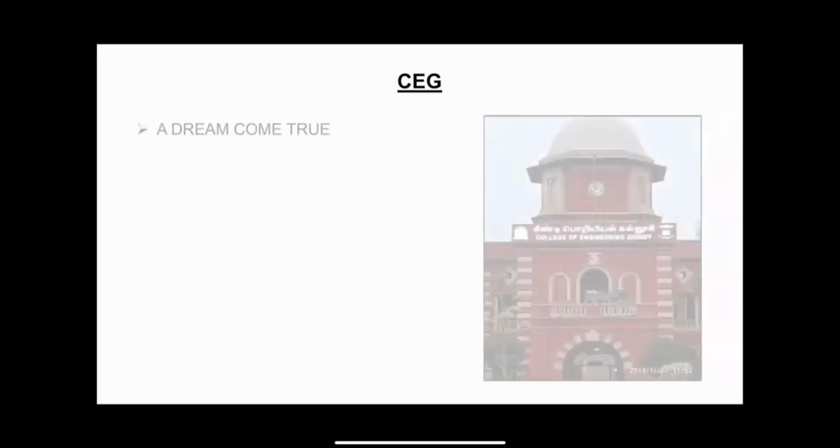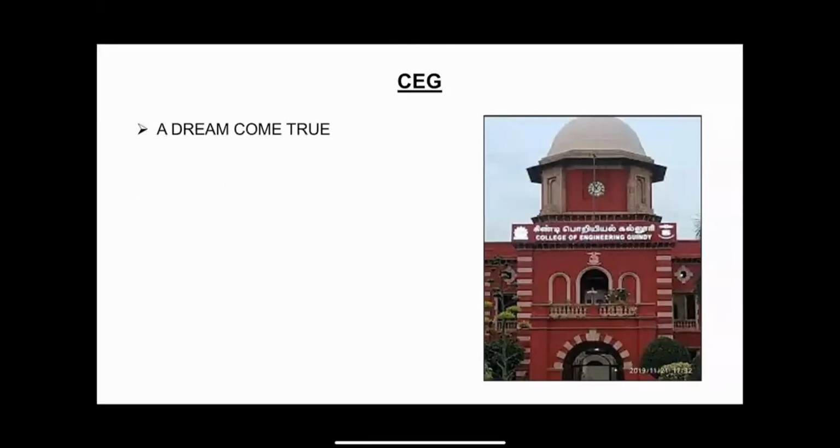I entered CEG. It was really a dream come true, and I was so happy that what I had been visualizing for 2 years, I could live it for real. I still remember that night, August 9, 2009. I came to the room allotted to me in the hostel, lying on my bed, waiting for the next day, which would be my first day at CEG.